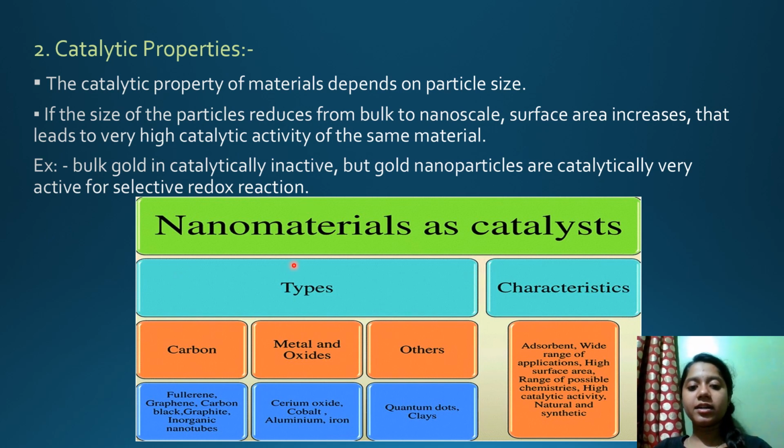And here is a chart which depicts the nanomaterials as catalysts. Its types are carbon, metal and oxides, and others, and its characteristics. In carbon, it is fullerene or carbon black, graphite, etc. In metal oxide, it is cobalt, aluminium, iron, while others means quantum dots or clays. Characteristics are adsorbent, wide range of applications, high surface area, range of possible chemistries, high catalytic activity, natural and synthetic.